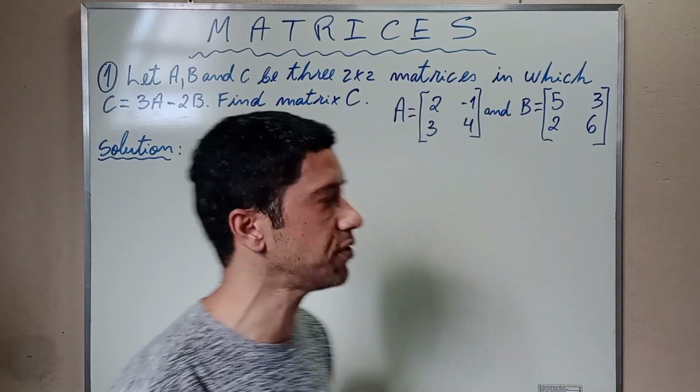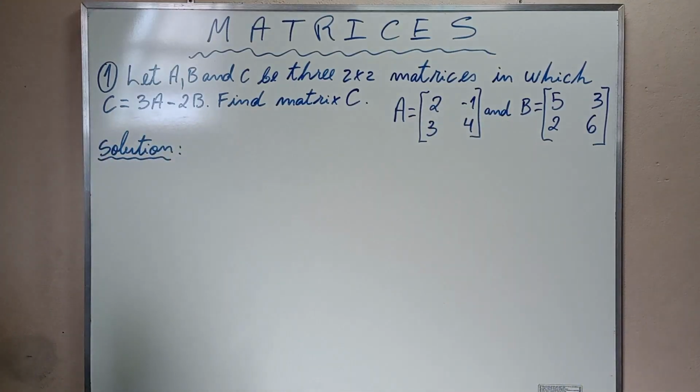Exercise number 1 says, let A, B, and C be 3 2x2 matrices in which C is equal to 3A minus 2B. Find the matrix C. Okay, my friends, this is the exercise. Let's go to the solution.